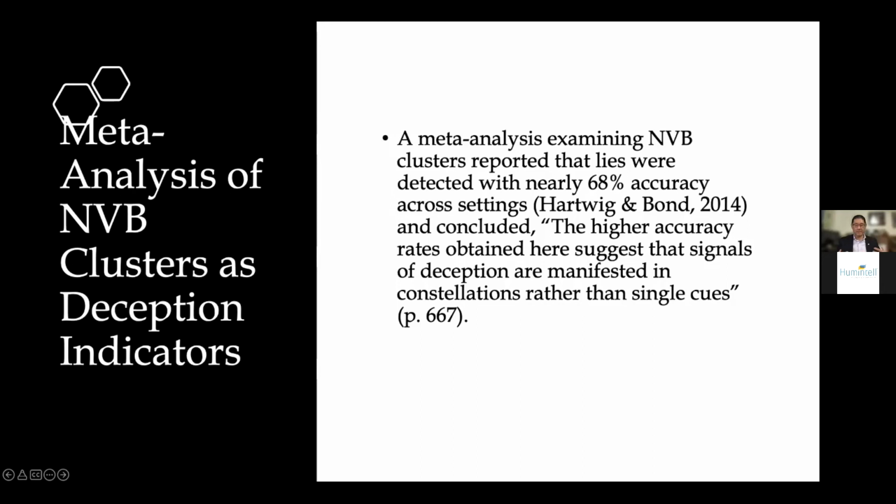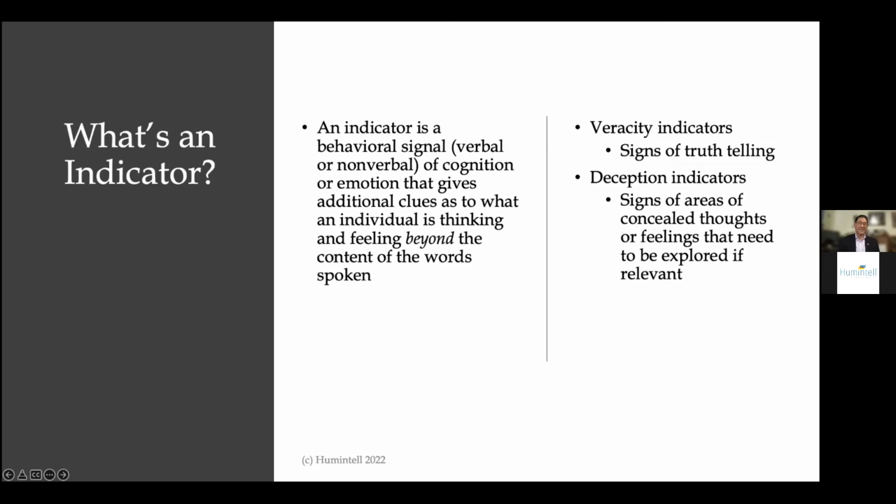And here's a meta-analysis that actually came to that same conclusion. And before I end the presentation, I do want to spend a few minutes talking about what a deception indicator is, and what an indicator is. Here's how my colleagues and I understand it: it's a behavioral signal, either verbal or nonverbal, of cognition or emotion, that gives additional clues as to what an individual is thinking and feeling beyond the content of the words spoken.